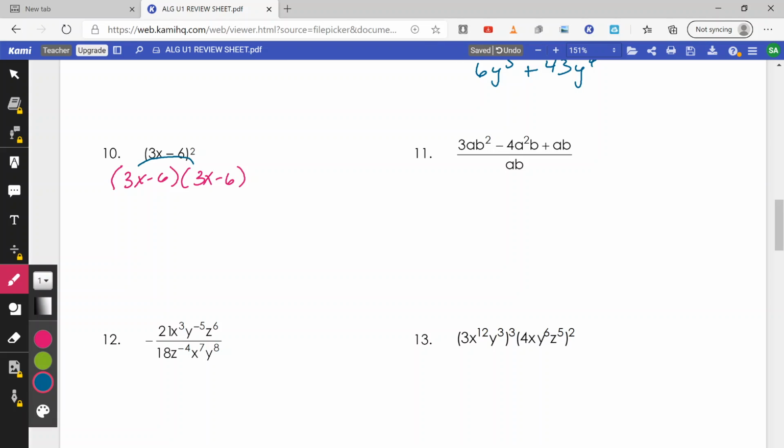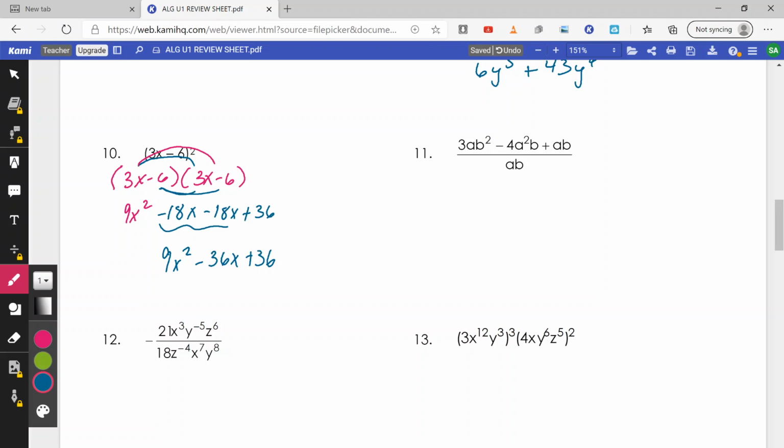Use distribution here. 3x times 3x is going to give me 9x squared. 3x times negative 6 is going to give me minus 18x. I'll do the same thing. Negative 6 times 3x gives me minus 18x. And then negative 6 times negative 6 gives me a positive 36. Combine my two middle terms, 9x squared minus 36x plus 36.